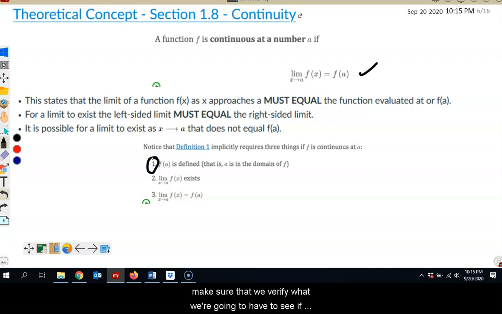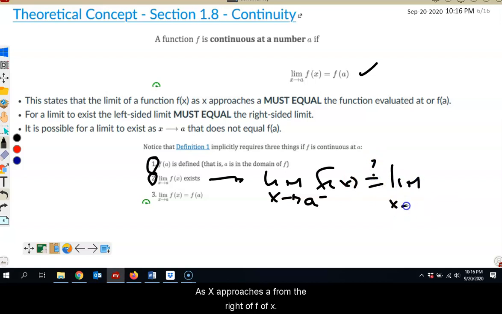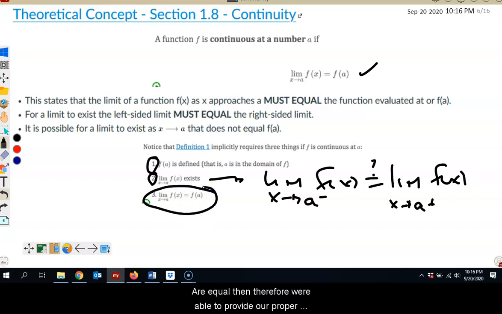One, we're going to have to see if f of a is defined. We'll take a look at an example of that. Two, we have to verify if the limit as x approaches a of f of x exists. What that needs to verify is, does the limit as x approaches a from the left of f of x equal the limit as x approaches a from the right of f of x? And then if steps one and two hold, and the limit equals f of a, we're able to provide our proper conclusion: f is continuous at a, where a is some specific value in the domain that we'll specify.